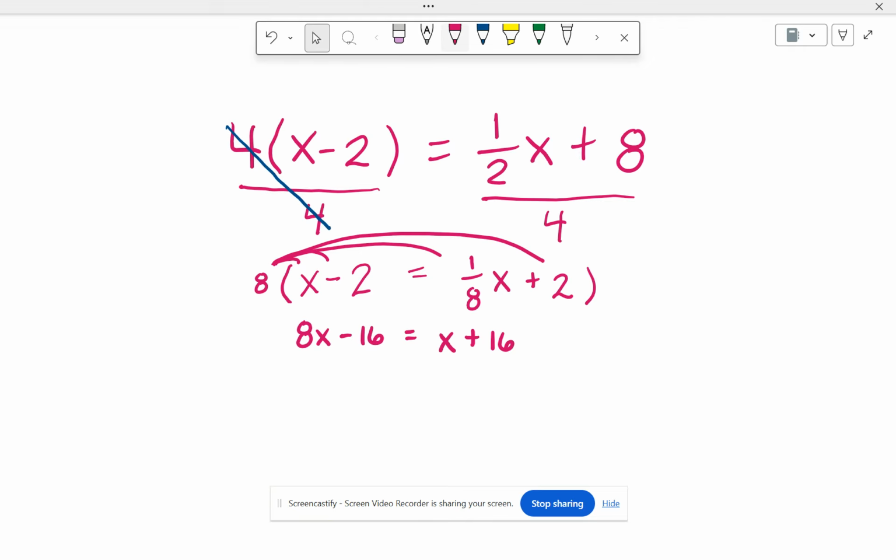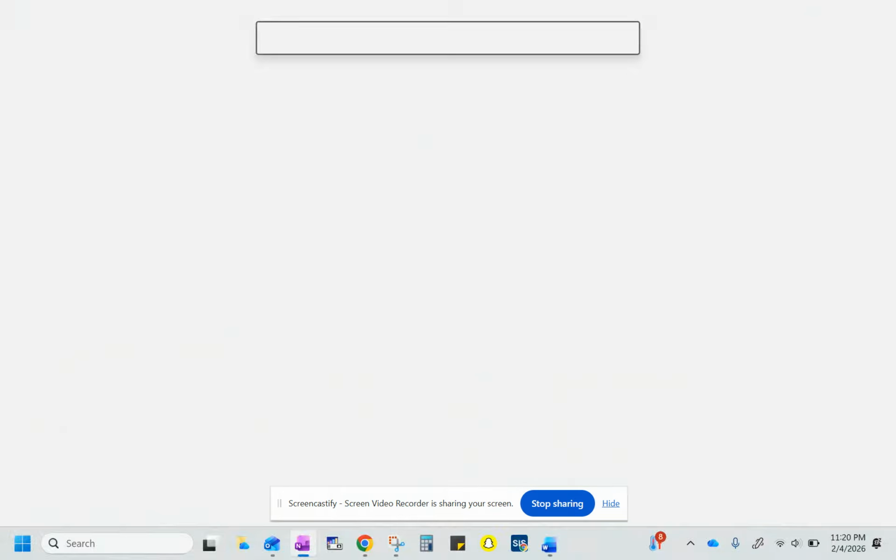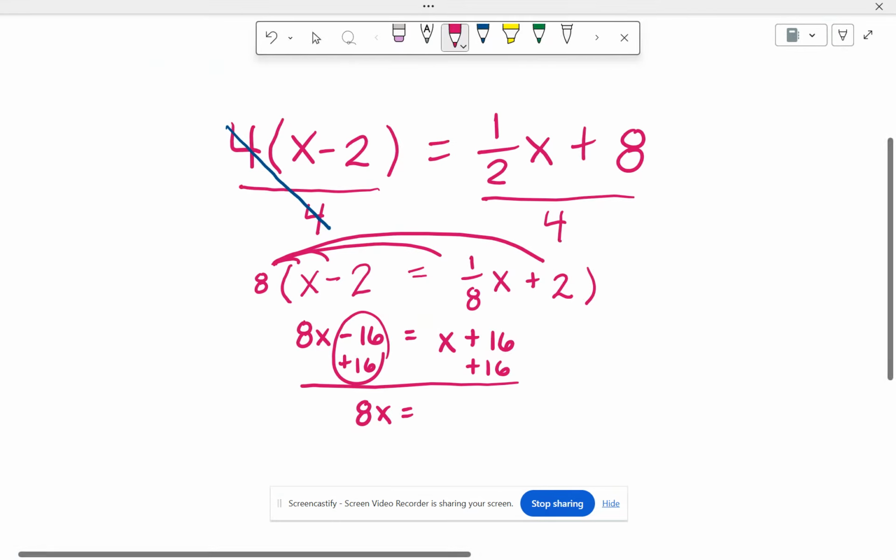All right, so now I'm left with the most straightforward application here. I'm thinking that I really want my terms that have variable in it on the same side. I want my terms that are numeric on the same side. I like to just get rid of subtraction first when I see it, so I'm going to add 16 to both sides. When I do that, we have a 0 pair here, and I'm left with 8x on the left-hand side, and x plus 32 on the right-hand side.